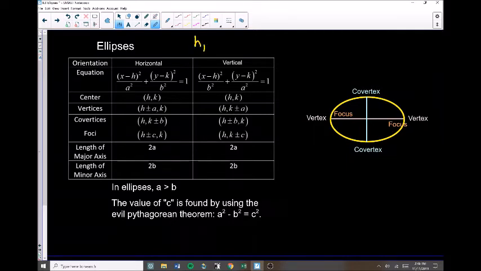So h and k do what they always do. They move the graph left to right for the h and up and down for the k. A and b stretch it horizontally and vertically. C is a point we have to calculate to find where the foci are, a focus here and a focus here. We have to calculate the value of c using what I call the evil Pythagorean Theorem.